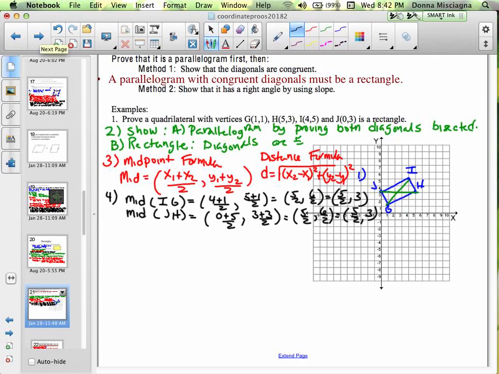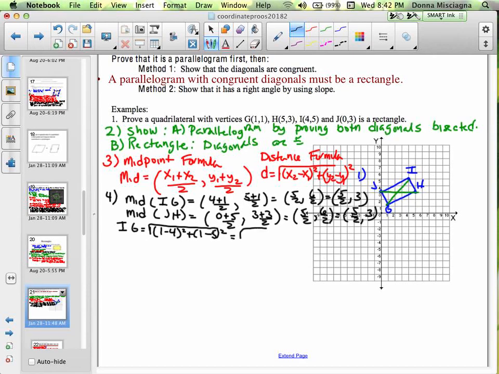And now we need to show that this is also a rectangle by showing the diagonals are congruent. So we're going to use the distance formula. And so we have the length of IG. Right? So we just take the difference in the x-coordinates. It doesn't matter who's x2 and who's x1, who's point 2, point 1. Just be consistent. All right? So I'm just going to go in order. G's first, so I'm going to write 1 minus 4 squared plus 1 minus 5 squared. So difference in the x's from I to G, difference in the y's from I to G.